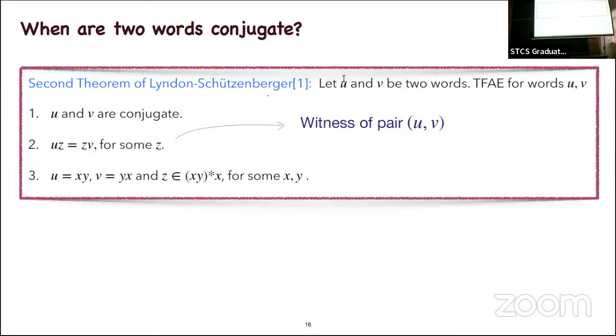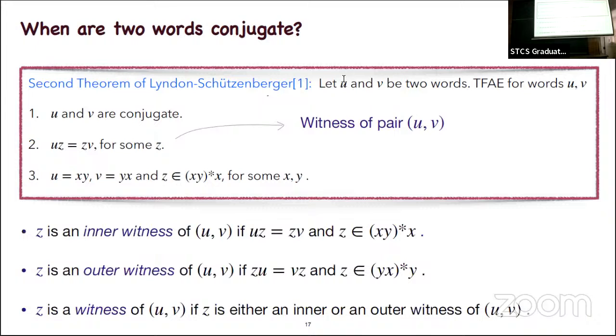Okay, so now we will call it a witness, and we will have this definition. We'll say that Z is an inner witness. By the way, if you take this definition and switch U and V, you will get an outer witness, because if you switch U and V in the same theorem, U will come here, V will come here, so whatever was an inner witness will now become an outer witness.